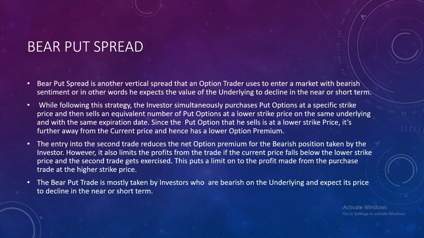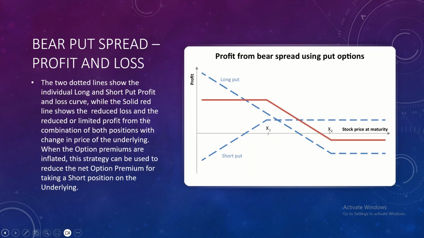The bear put trade is mostly taken by investors who are bearish on the underlying and expect its price to decline in the near or short term. The adjacent chart shows us the profit/loss from bear spread using put options. The two dotted lines show the individual long and short put profit and loss curve, while the solid red line shows the reduced loss and the reduced or limited profit from the combination of both positions with change in price of the underlying. When the option premiums are inflated, this strategy can be used to reduce the net option premium for taking short positions on the underlying.